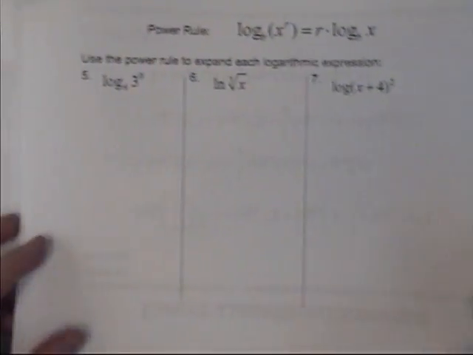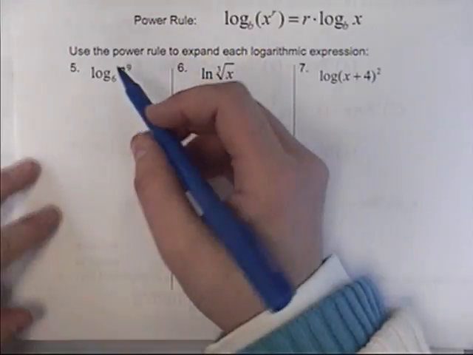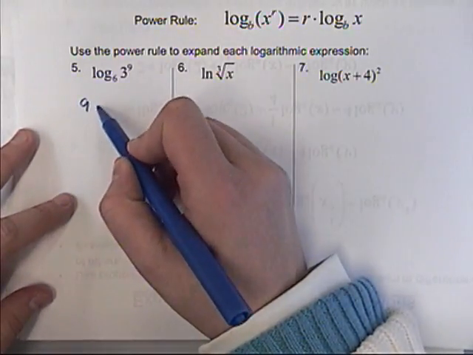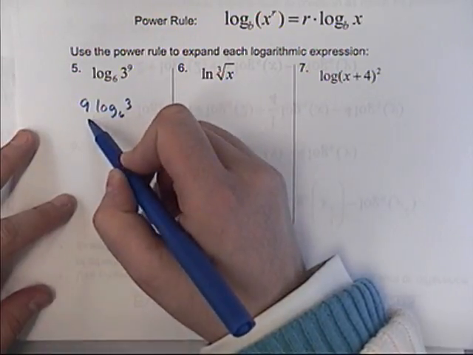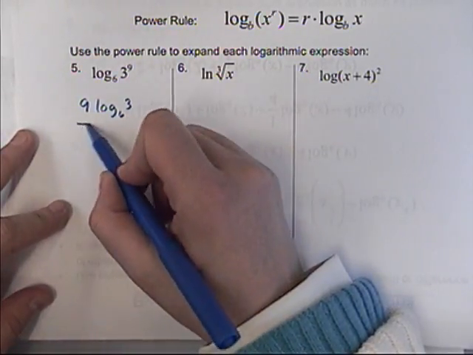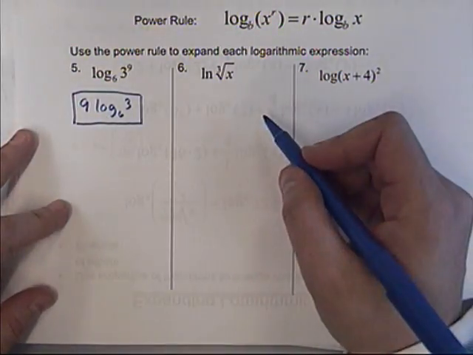So here are a few more examples of the power rule. Again, we move the 9 out in front, so this is the same as 9 times the log base 6 of 3. And you cannot simplify that any further because 6 to no power gives you 3, so that's just log base 6 of 3.